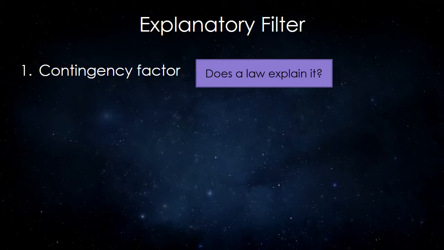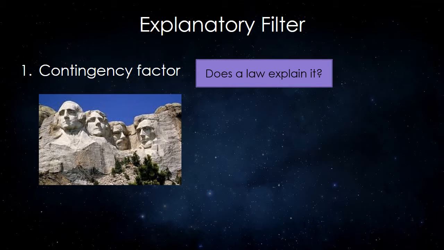This criterion basically asks whether any law explains the existence of the object in question, Mount Rushmore, for example. If there is a law that requires it to exist in that way, in other words, if there was no other possible way it could exist, then we would not infer design. If there is not any law that requires it to have existed in that way, then we move on to the second criterion.